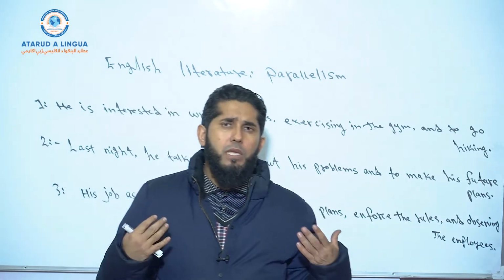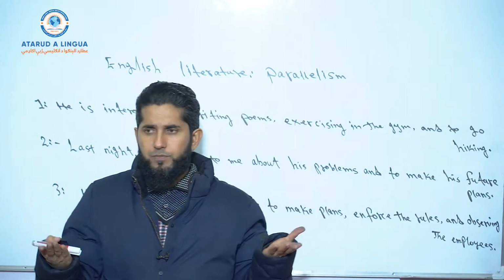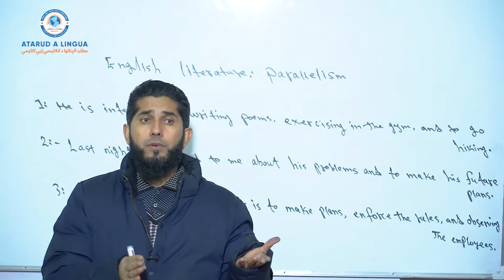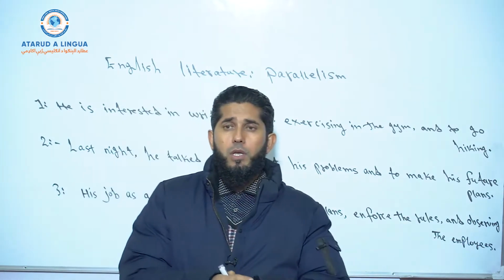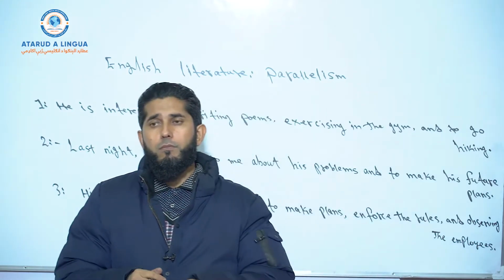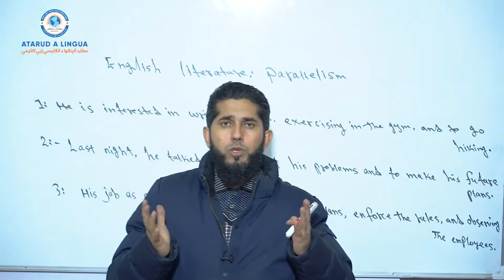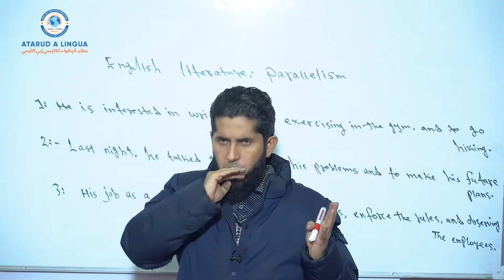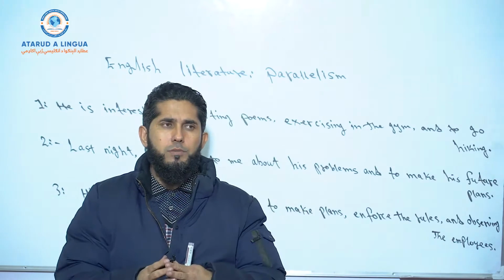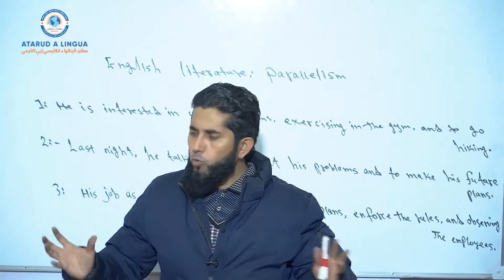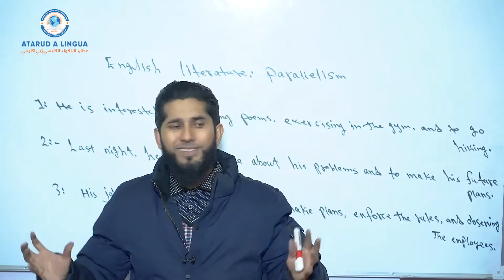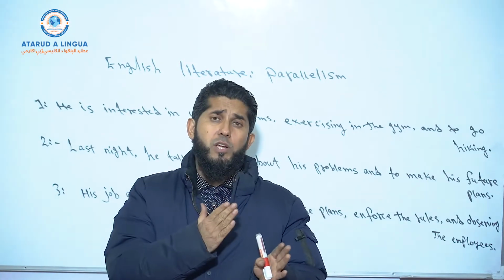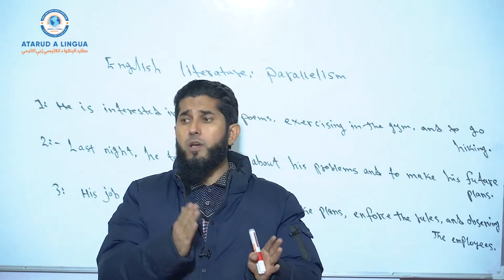So parallelism means equality. It is a part of English literature. It means equality. Usually when we use conjunctions in our sentences, and conjunctions are words which are used to combine words, phrases, clauses, and sentences, right? So what comes before conjunction should come after conjunction.